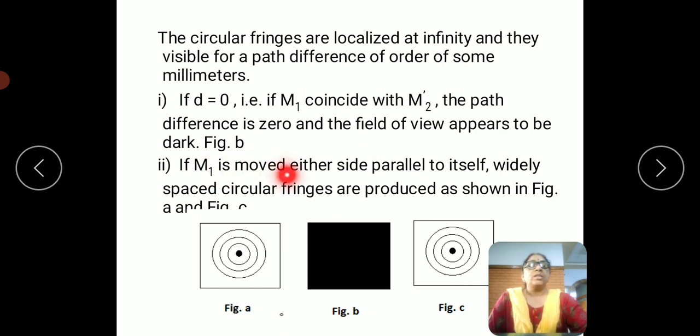If M1 is moved either side parallel to itself, widely spaced circular fringes are formed, as shown in figures A and C. If it is moved towards the mirror, the circular fringes move away from the center. If it is moved away from M2 dash, they come towards the center and disappear at the center. So the circular fringes are obtained if M1 is moved towards M2 dash or away from M2 dash.